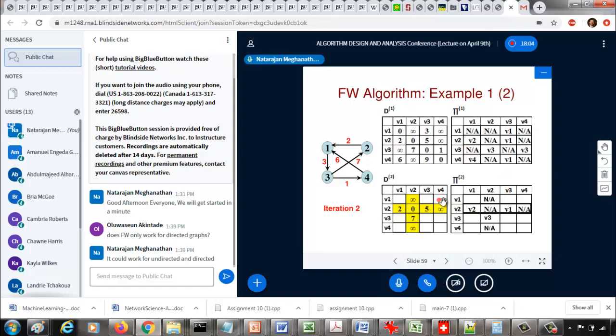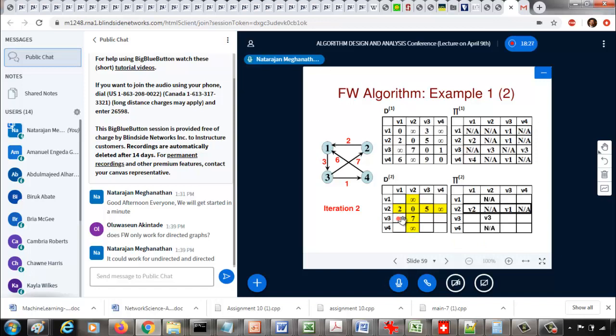Now the distance from V1 to V4 is currently infinity. If you go through V2, V1 to V2 is infinity, V2 to V4 is also infinity. So infinity plus infinity is infinity, not less than infinity, so we'll stay with infinity and not applicable as it is from this entry.